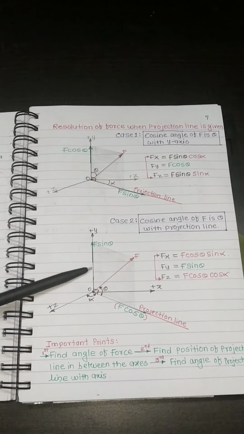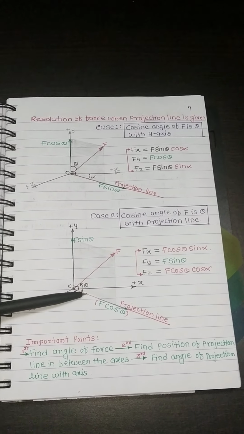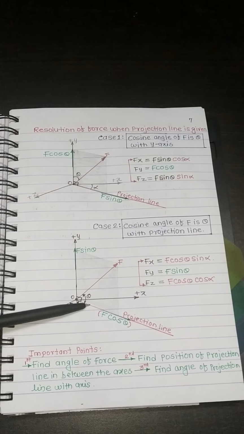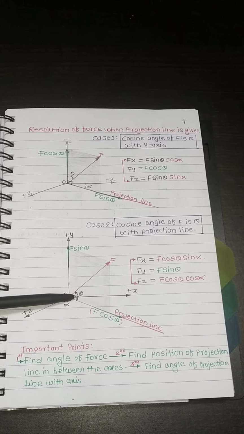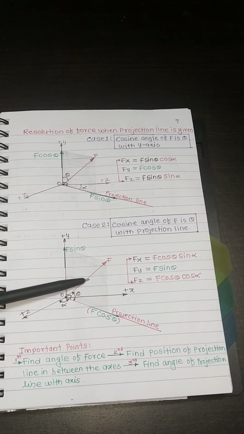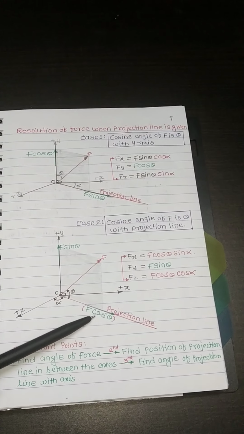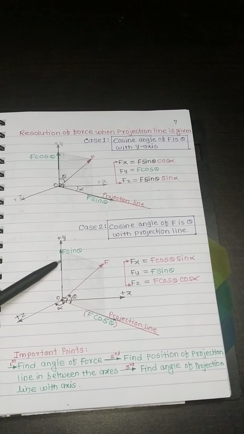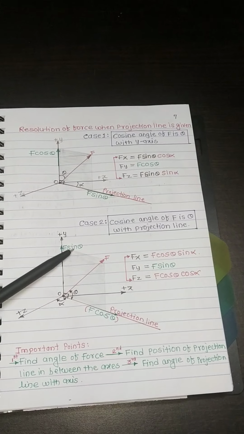But in case the force has the cosine direction with the projection line, then how can we define the components of the force? See, the angle made by the force with the projection line is theta. In this case, the cos component of the force is along the projection line. The projection line and y-axis are perpendicular to each other, therefore along the y-axis there will be F sin theta.